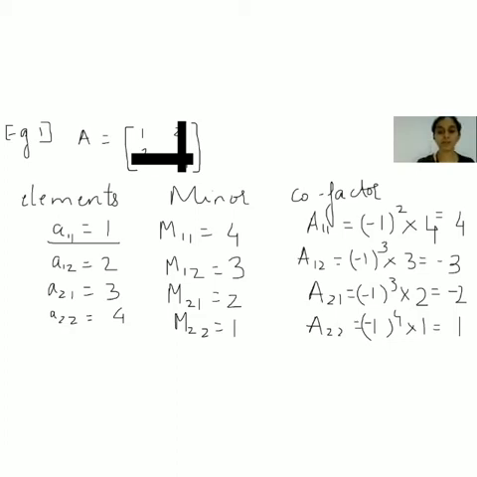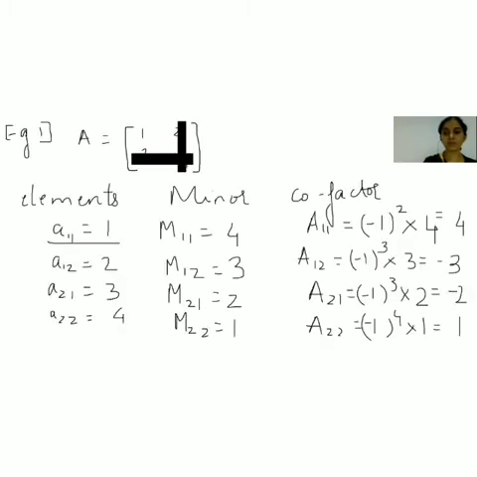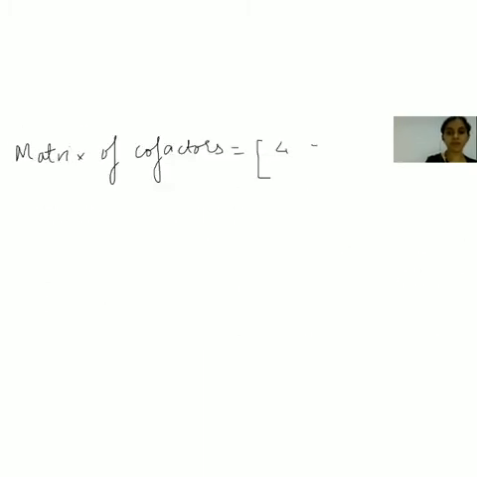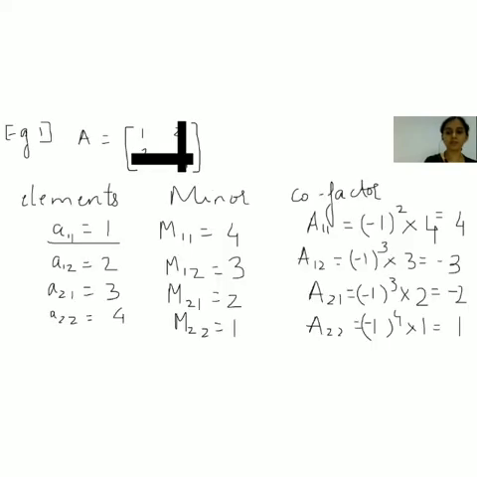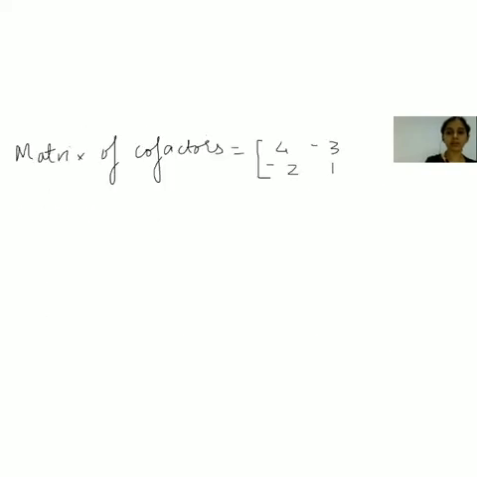Let us make the matrix of cofactors. So the matrix of cofactors is equal to, let us put all the elements, A11 is 4, A12 is minus 3, so 4 and minus 3, and A21 is minus 2, and A22 is 1. So minus 2 and 1. This is your matrix of cofactors. Next step is to make its transpose.